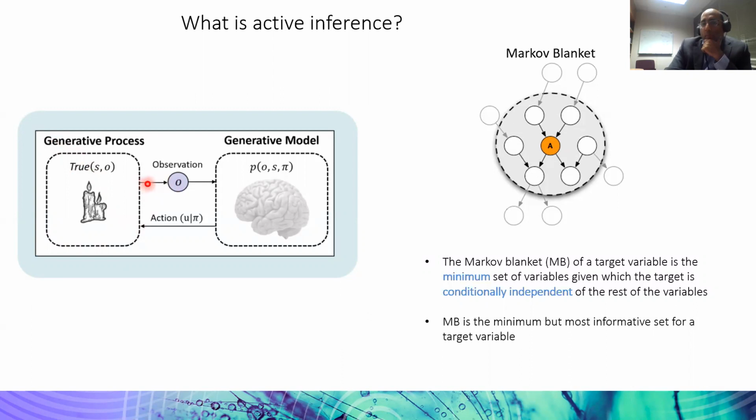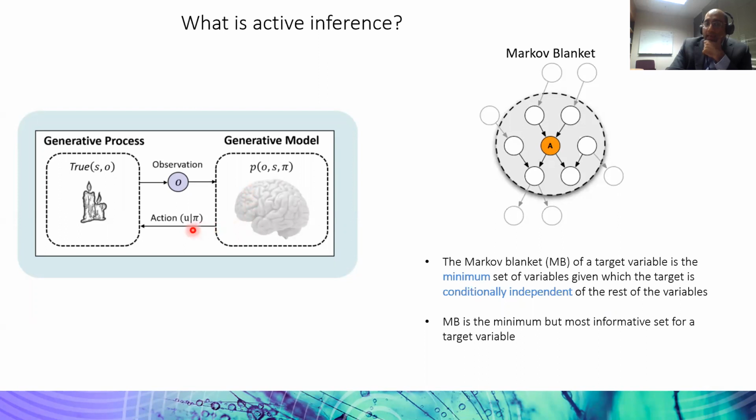One can take observations. Our brains can observe what's happening in the real world. It does have its internal generative model of what the world outside looks like. We take these observations, and these observations are used to update the internal generative model. And then once we have those, we can take actions to change the outside world.